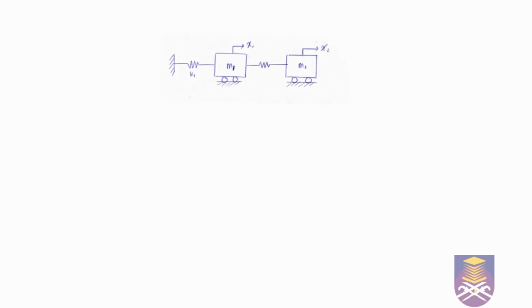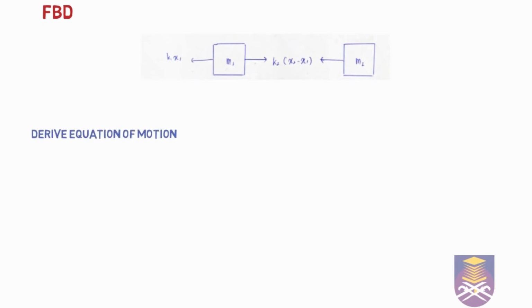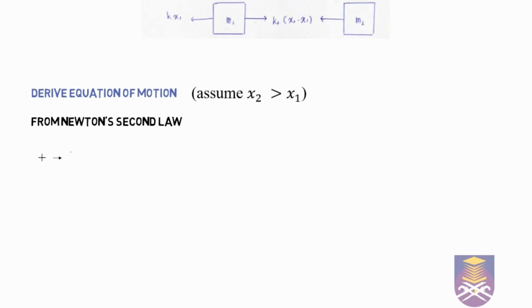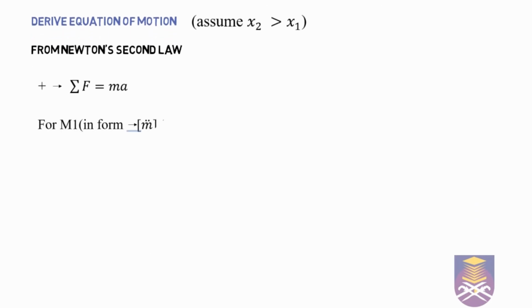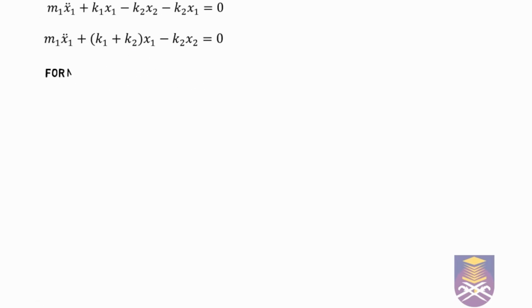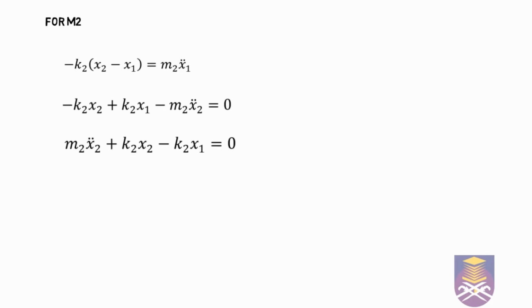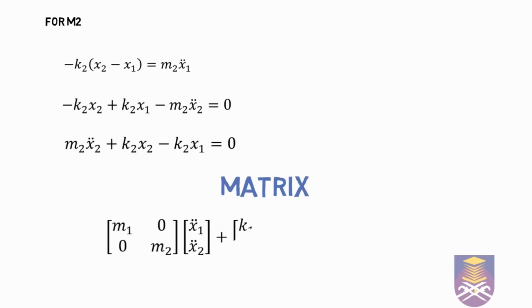For example, of a question. We can see the FBD and we derive the equation of motion. Assume x2 is bigger than x1. And we proceed to Newton's second law equation. We proceed to the matrix form.